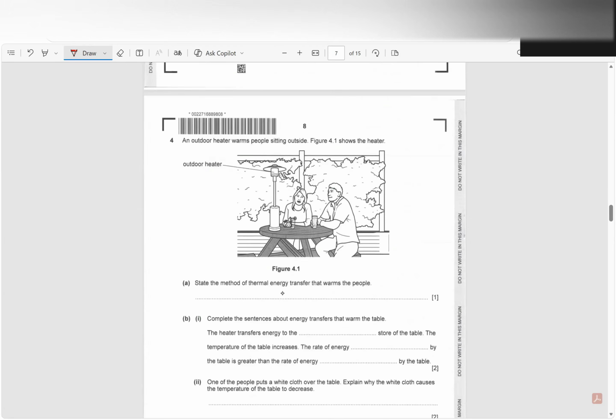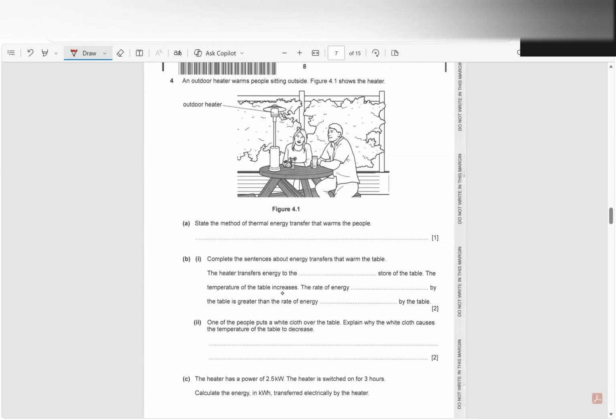Okay, we have the next question, question number 4 here. It says an outdoor heater warms people sitting outside. Figure 4.1 shows the heater. So the outdoor heater is given a labeling here, and there are people around. Let's see what the question says. State the method of thermal energy transfer that warms the people.